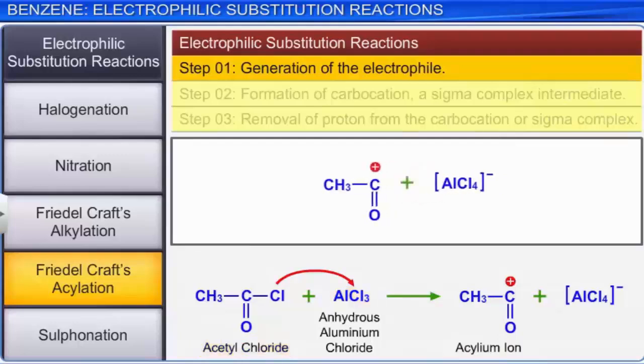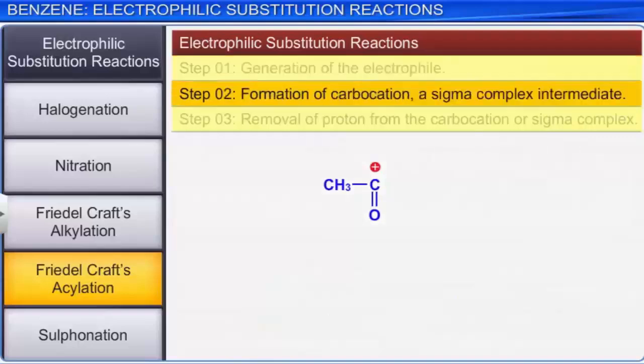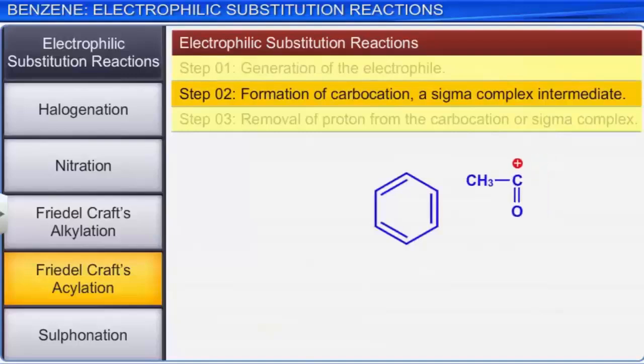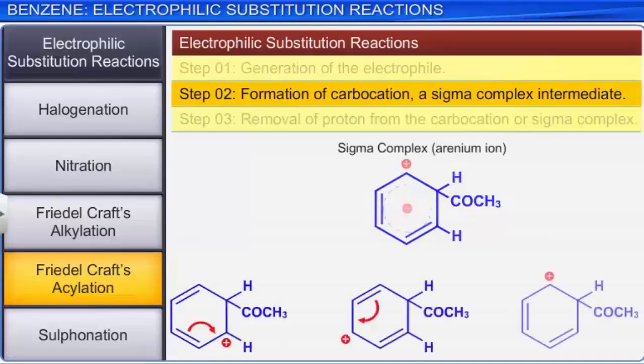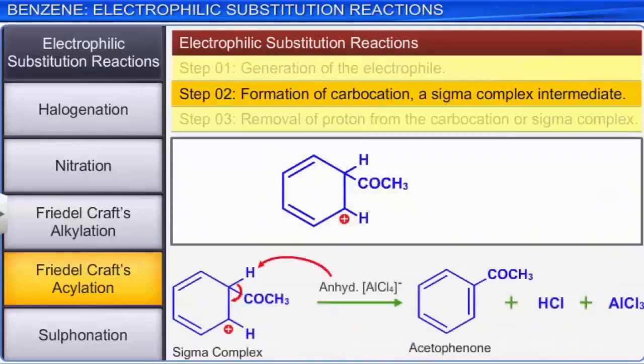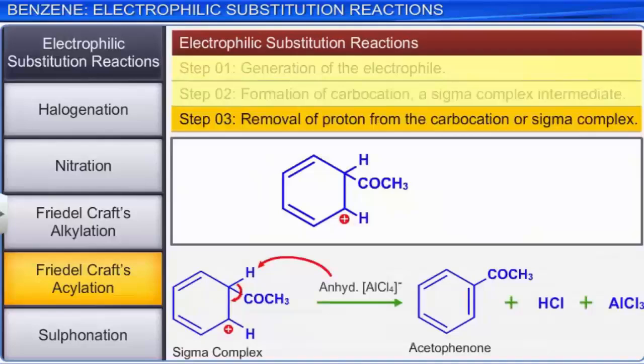In the second step, the acylium ion attacks the pi electron cloud of the benzene ring and forms the less stable intermediate called sigma complex or arenium ion. In the last step, the proton is removed from the intermediate sigma complex in the presence of nucleophile AlCl4- ion. This results in the formation of acetophenone.